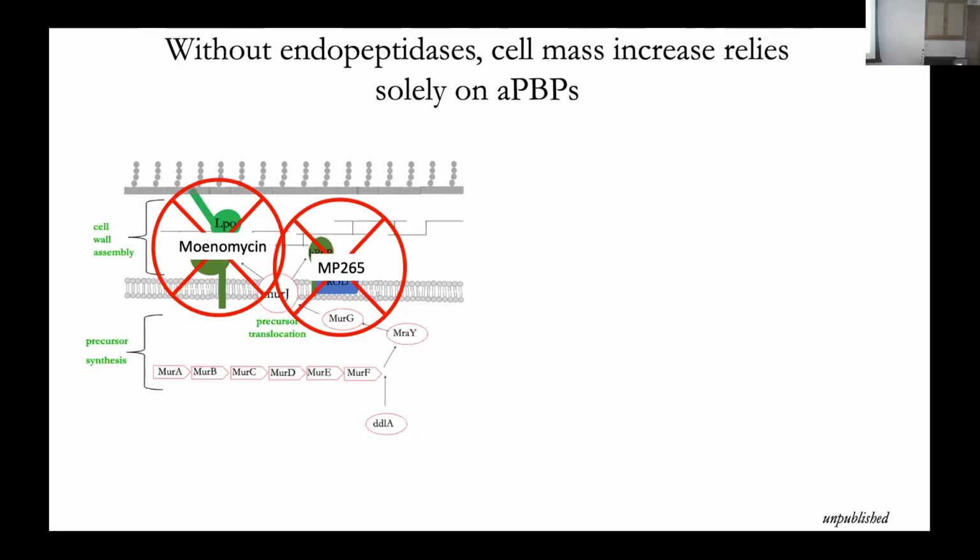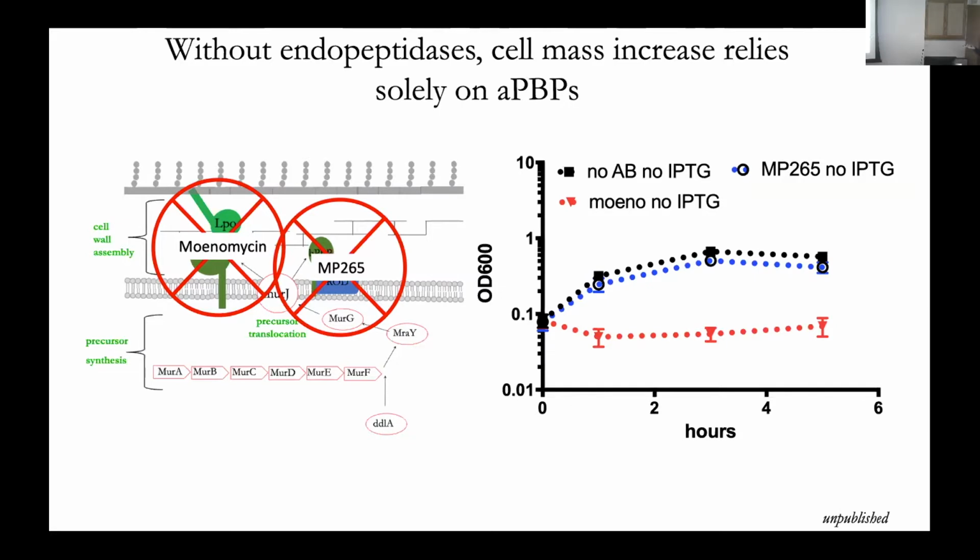And that gives us important information about the relationship between these different complexes and the cleavage activity by endopeptidases. And very simple result: we inhibit the aPBPs, deplete endopeptidases, and all of a sudden there's no more mass increase. And if we inhibit the other system, the rod system, you still get the same mass increase, meaning that whatever aberrant peptidoglycan incorporation that you just saw on the previous slide is all mediated by the aPBPs. Or in other words, without endopeptidases, the rod system is completely useless.